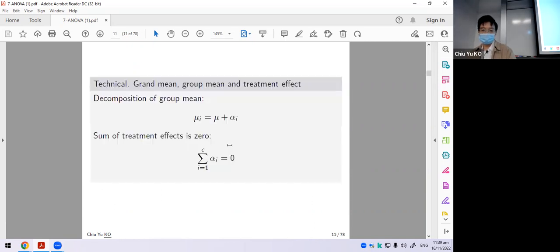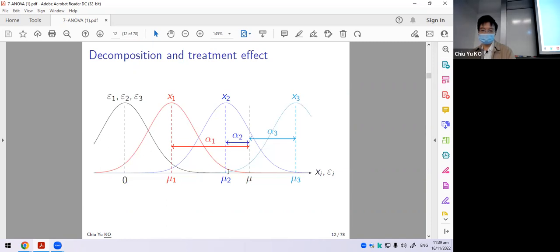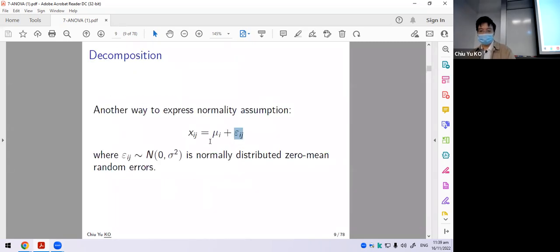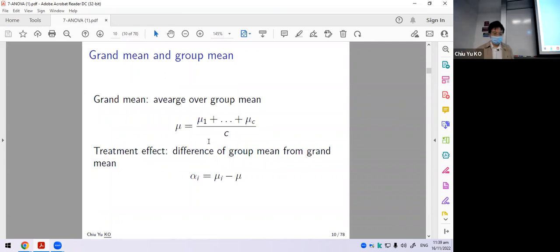Okay, so the main idea is if this is the case and you go back to here, you can decompose it into the error term, the random term, plus the constant mu. Okay, and if you write in this way, you can always write down what the grand mean is, right? It's the average of all the group means, and you can define the treatment effect to be the difference between the group mean and the grand mean. So that is the one thing.